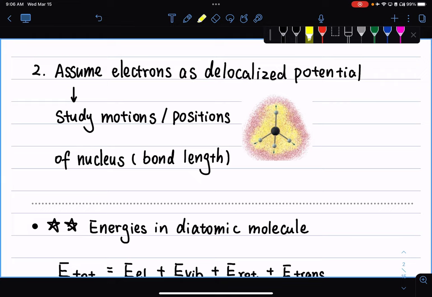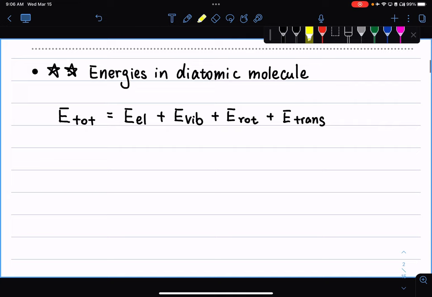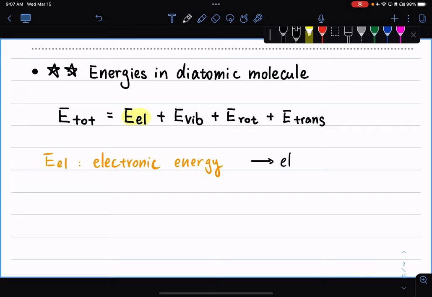With that in hand, we can come to writing out the decomposition of the energies in a diatomic molecule by treating the electronic energy and the motion of the nuclei separately. So here we have 4 different terms. The first term here is electronic energy. Judging by its name, it's describing the movement and the energy of the electrons.